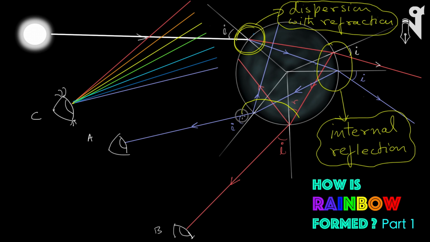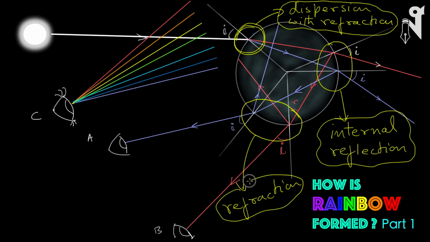Then they strike the other interface, the red and the violet. They are striking the interface of water and air again. At this point, what happens? At this point, you have refraction happening. So one part of your answer will consider what are the phenomena happening at each place.